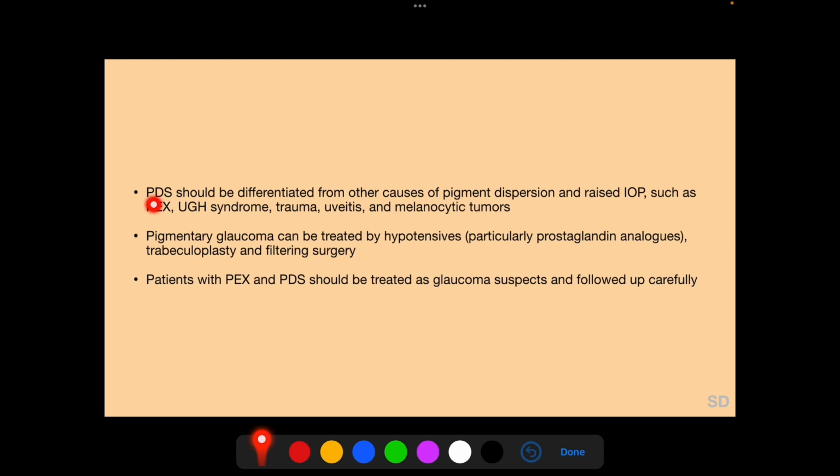Pigment dispersion syndrome should be differentiated from other causes of pigment dispersion and raised intraocular pressure such as pseudoexfoliation, uveitis glaucoma hyphema syndrome, ocular trauma, uveitis, and melanocytic tumors. Pigmentary glaucoma can be treated by hypotensive medications, particularly prostaglandin analogs, trabeculoplasty, and filtering surgery. And patients with pseudoexfoliation or pigment dispersion should be treated as glaucoma suspects and followed up carefully.